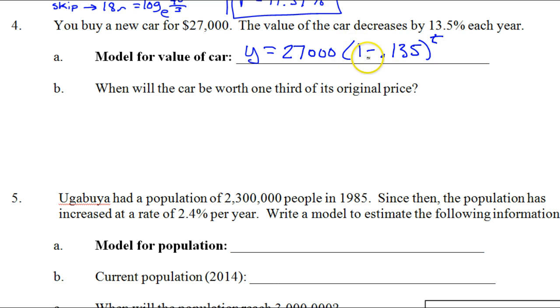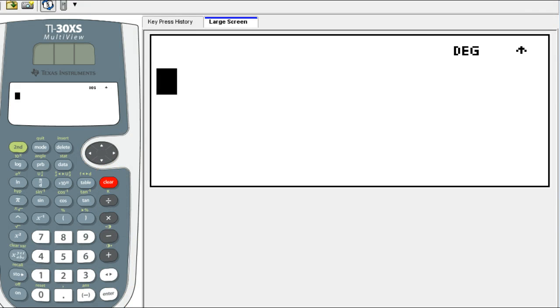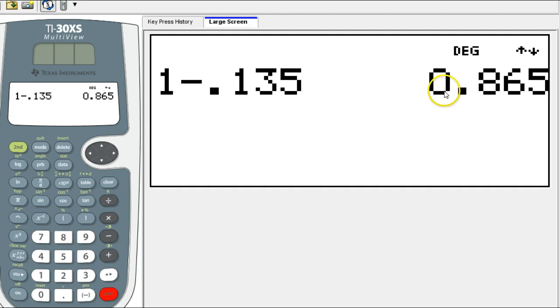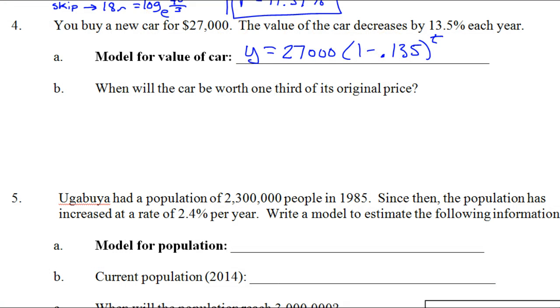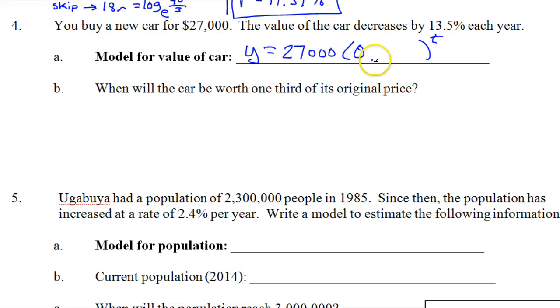Now we tend not to leave this as 1 minus 0.135. It's traditional to go ahead and do this subtraction. So 1 minus 0.135 is 0.865. Okay, this is our multiplier. So I encourage you to go ahead and rewrite it and put 0.865. Okay, so this is the model for the value of the car over time.